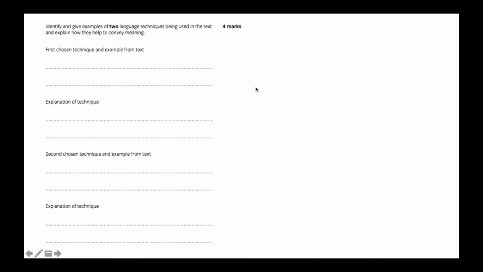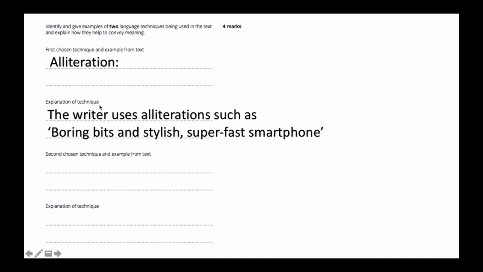Okay, so on my answers, I'm going to write down the ones that I've found. Identify and give examples of 2 language techniques being used in the text. So the first one I'm going to use is alliteration. And explanation of the technique, the writer uses alliterations such as boring bits and stylish, super fast smartphone. Now, the only bit I haven't written here is why he may have used that.